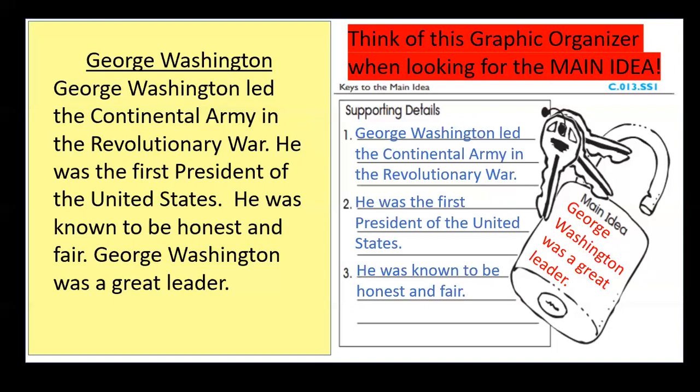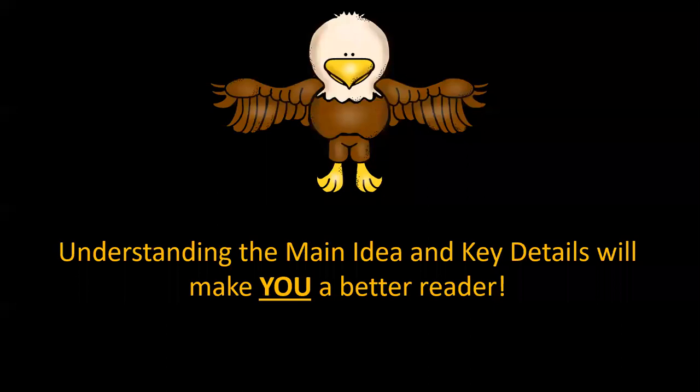I think that's the whole reason why this passage was written, so that we would know that George Washington was a great leader. All right, so that concludes the end of our little lesson here, boys and girls. I hope that you are understanding the main idea and key details a little bit better, because they will make you a better reader to unlock the whole idea of what the story or passage is all about.